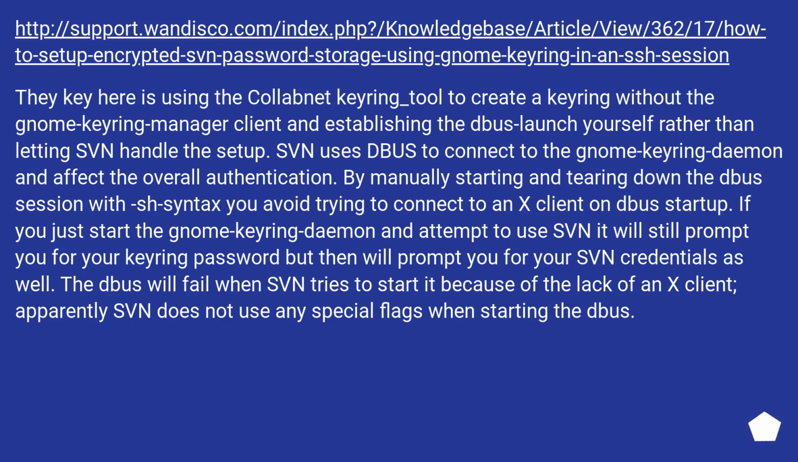the DBus launch yourself rather than letting SVN handle the setup. SVN uses DBus to connect to the gnome-keyring daemon and affect the overall authentication. By manually starting and tearing down the DBus session with sh syntax, you avoid trying to connect to an X client on DBus startup. If you just start the gnome-keyring daemon and attempt to use SVN, it will still prompt you for your keyring password, but then will prompt you for your SVN credentials as well. The DBus will fail when SVN tries to start it because of the lack of an X client. Apparently SVN does not use any special flags when starting the DBus.